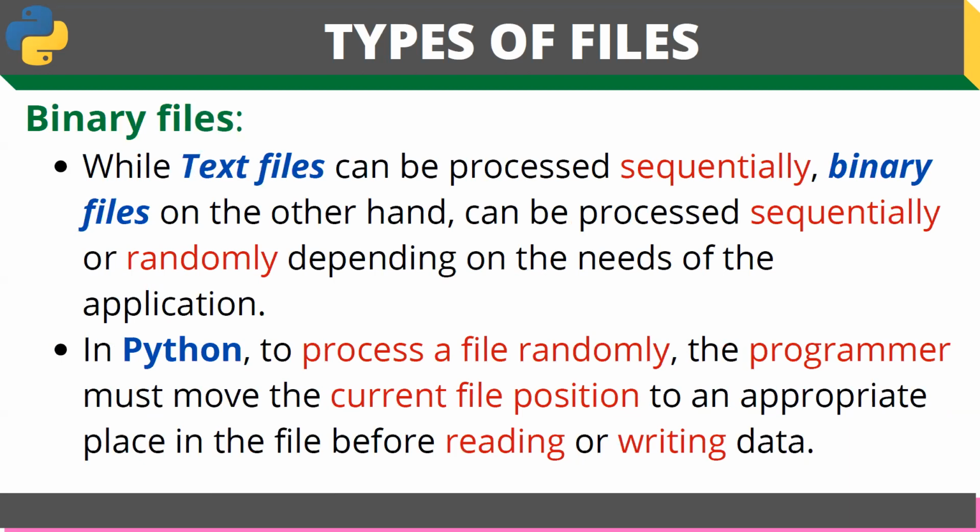While text files can be processed sequentially, binary files, on the other hand, can be processed sequentially or randomly depending on the needs of the application. In Python, to process a file randomly, the programmer must move the current file position to an appropriate place in the file before reading or writing data.